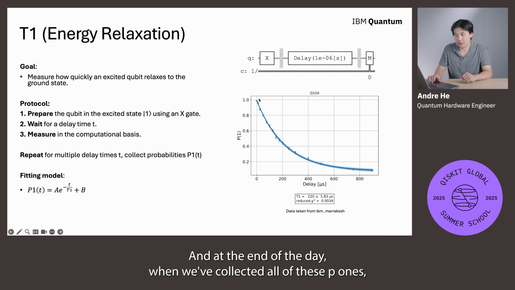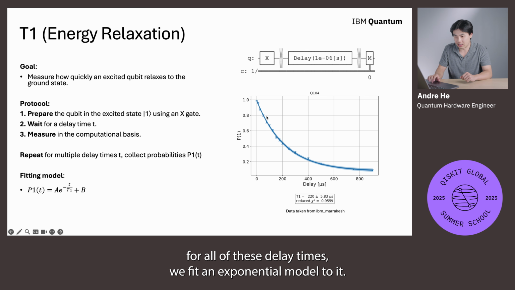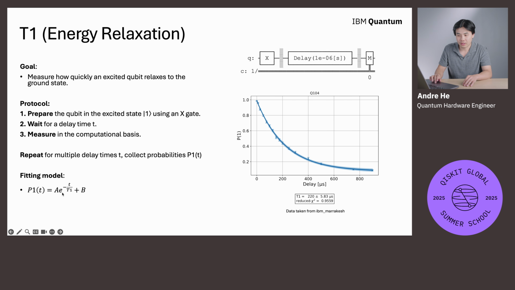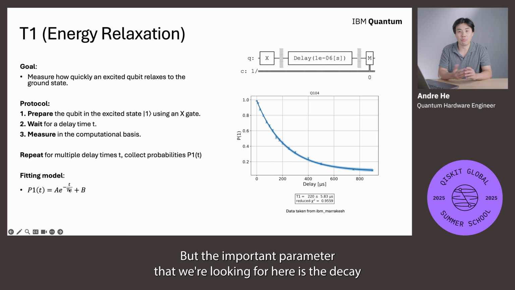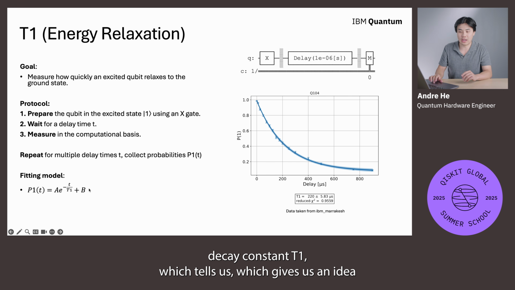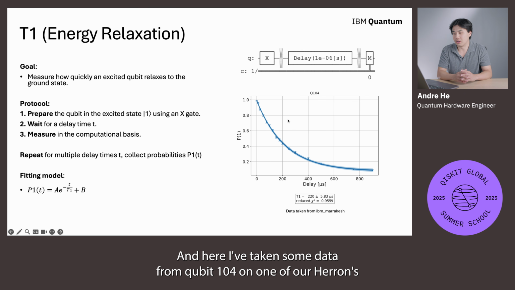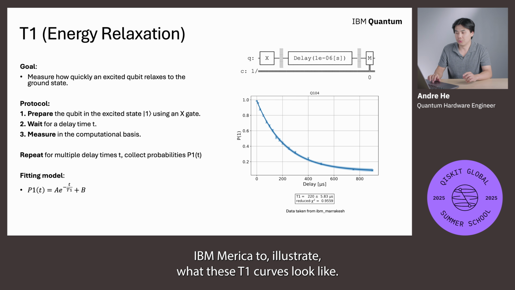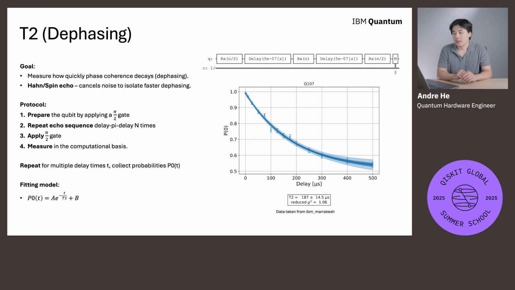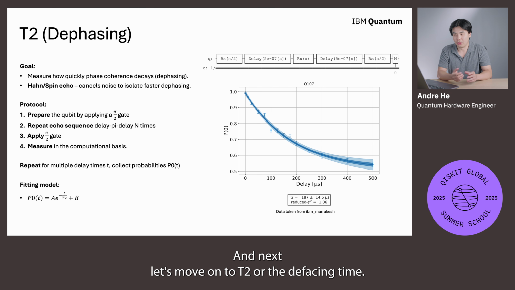And at the end of the day, when we've collected all of these P1s for all of these delay times, we fit an exponential model to it. We fit multiple parameters: an amplitude, a base of decay, but the important parameter that we're looking for here is the decay constant T1, which gives us an idea of how quickly this qubit relaxes to the ground state. Here I've taken some data from qubit 104 on one of our Herons, IBM Marrakesh, to illustrate what these T1 curves look like.